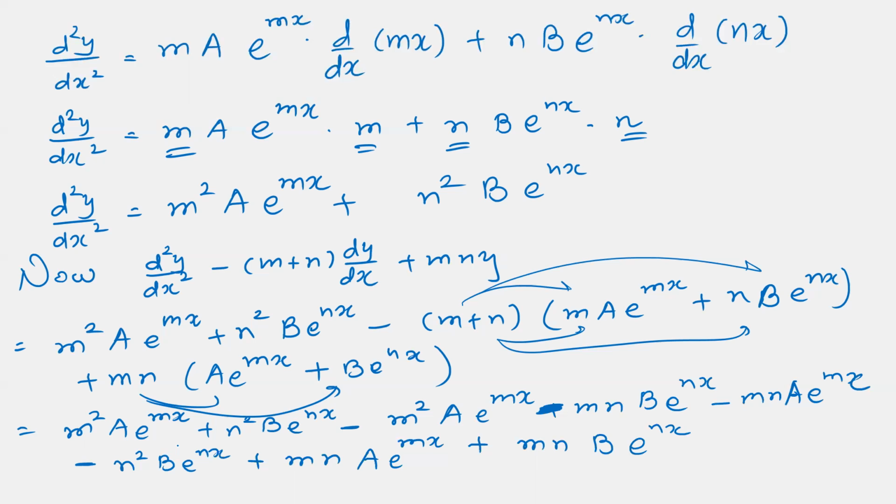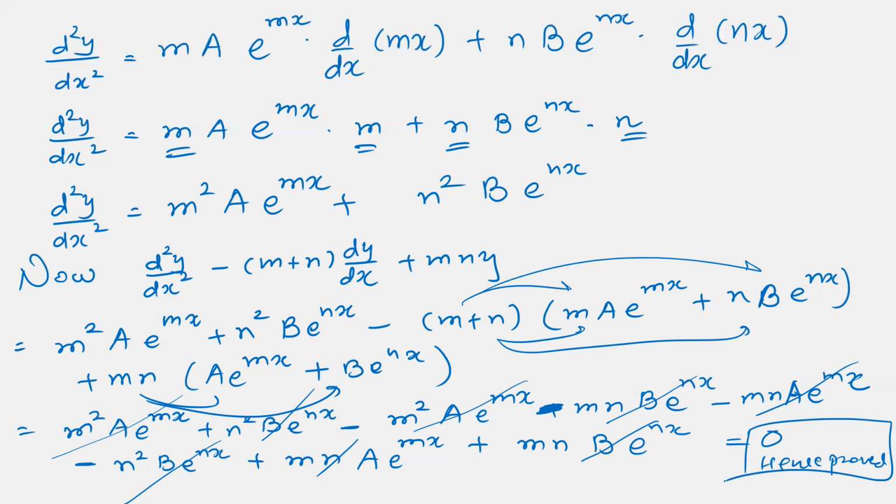m square a into e to the power mx, and the minus (m plus n) square term we also have with us. Then the minus mn b terms, the minus mn a terms, everything cancels and we have 0. Hence proved. So it was simple. Ultimately, you are going to substitute and multiply, and that's what we are getting. So that was it.